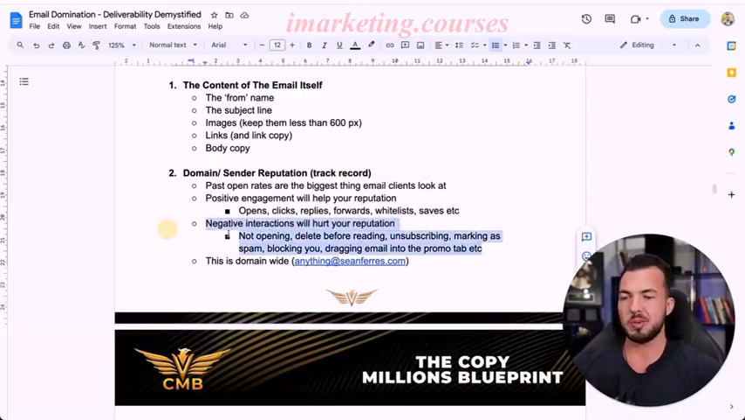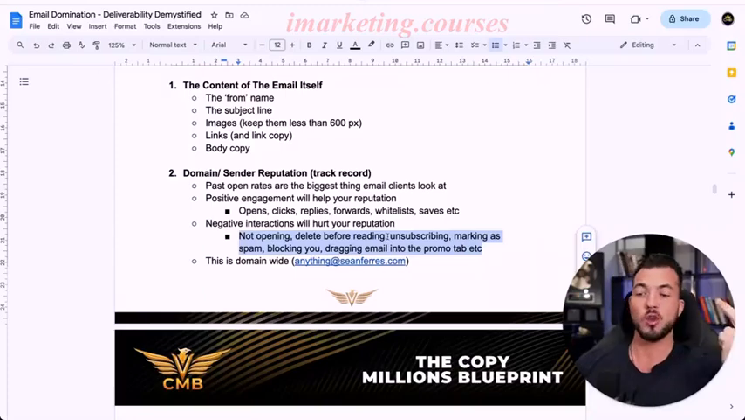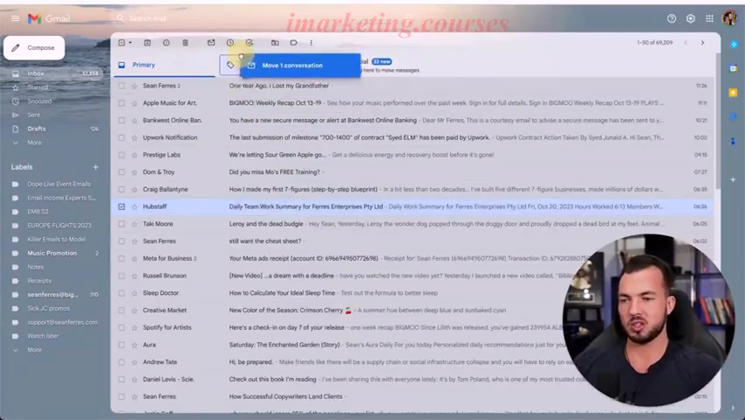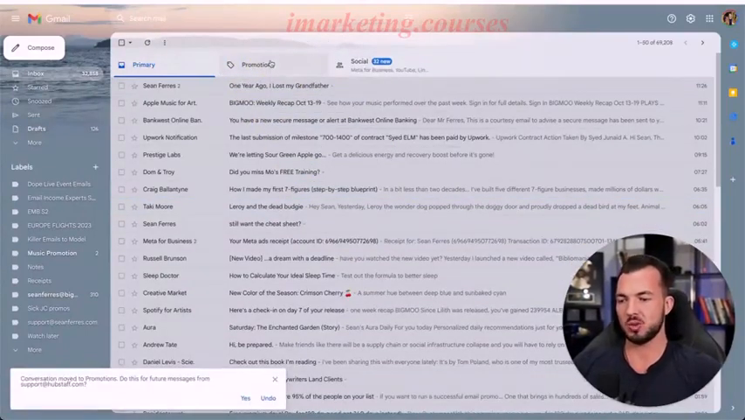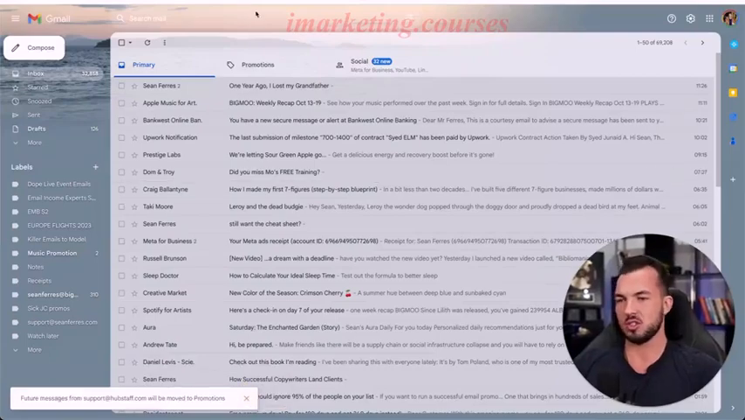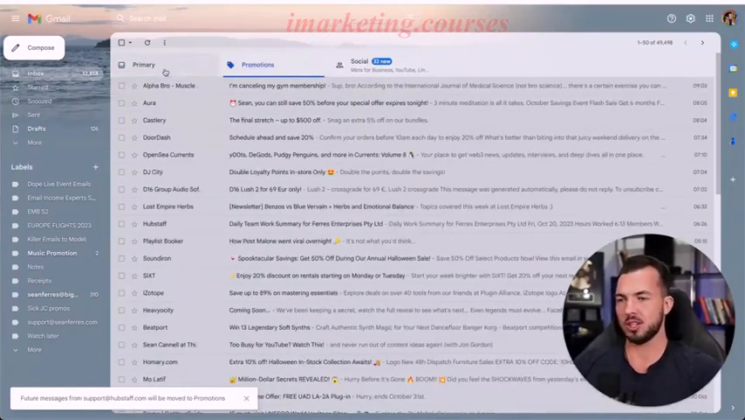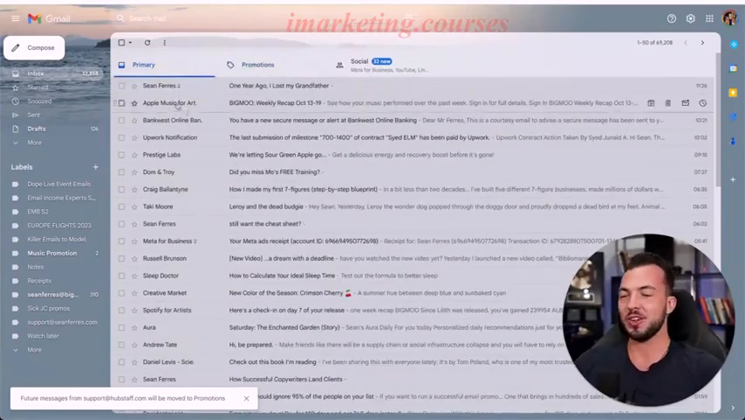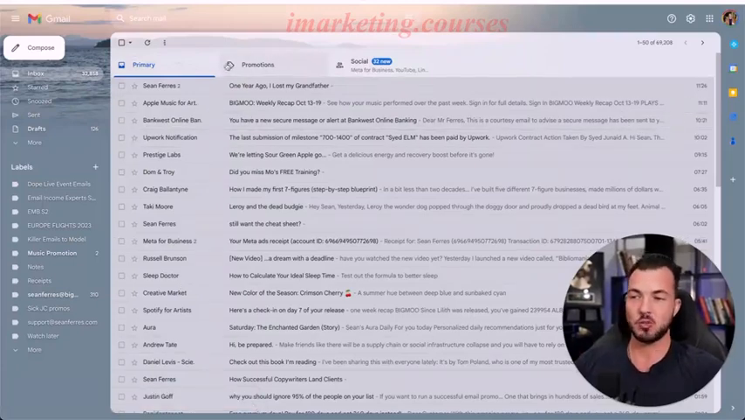Some examples: people on my list who aren't opening my emails, or are deleting them before even reading them, unsubscribing, or marking me as spam, which is by far the worst one. Maybe they're even blocking me, or dragging my email into the promo tab. So I could go in here and drag Hubstaff, which I don't really care about, into promo because I don't want to see their stuff. It even says, do this for future messages. Yes. So I've wrecked Hubstaff single-handedly, brought down a $1 billion company. Not really. It's not going to affect it for everyone. It'll cause future emails from them to go to my promotions.